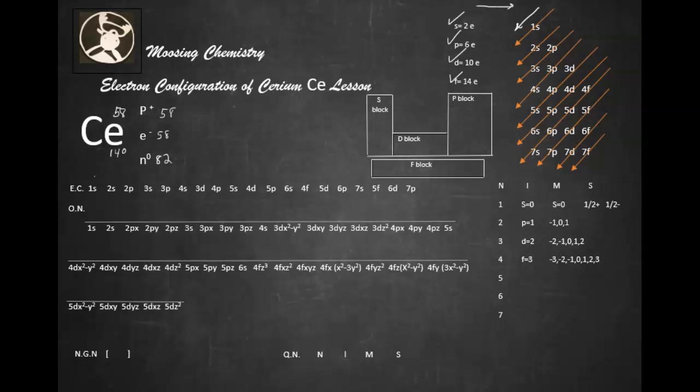1s2, 2s2, 2p6, 3s2, then 3p6, 4s2, then 3d10, 4p6, 5s2, then 4d10, 5p6, 6s2.